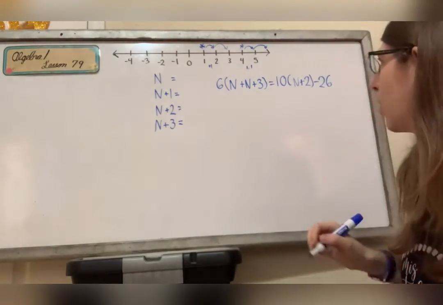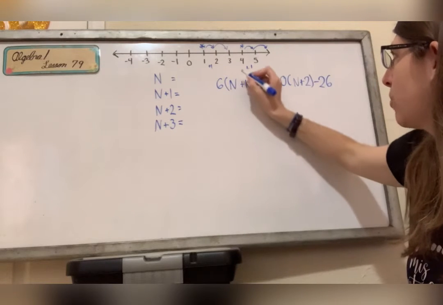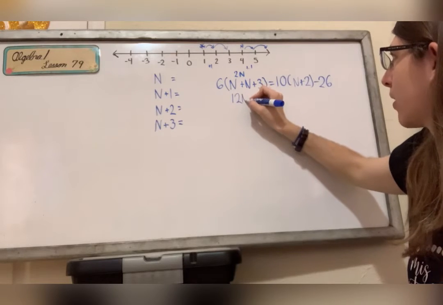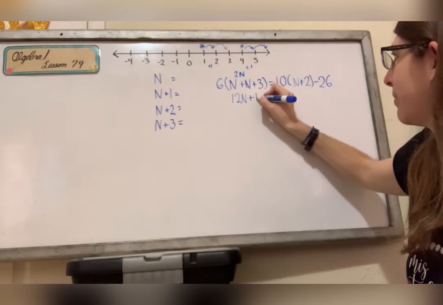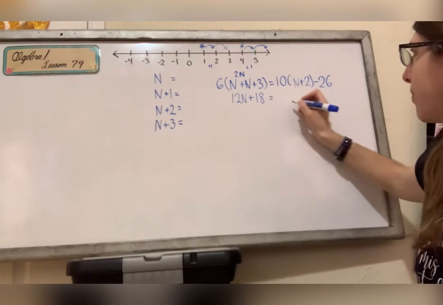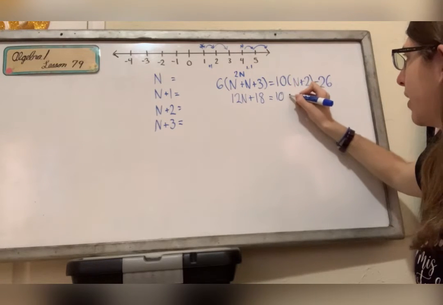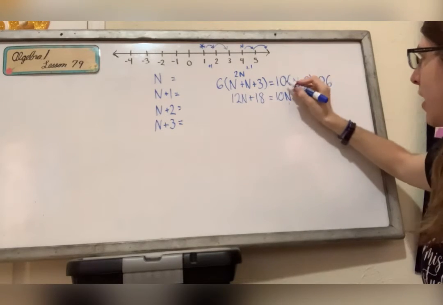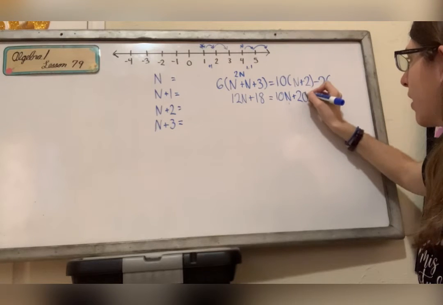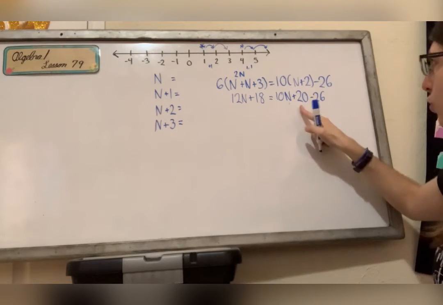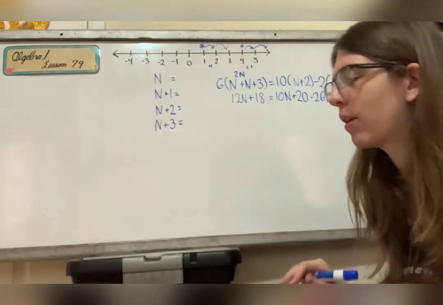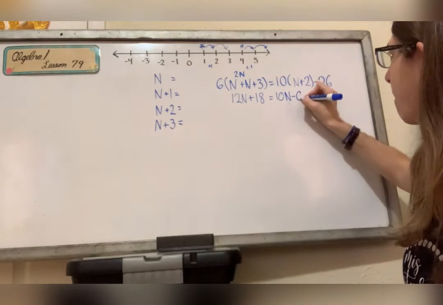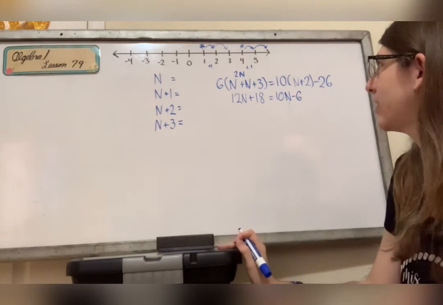Okay? So let's simplify. This would be 2n right here. So 6 times 2n is 12n, plus 6 times 3 is 18, equals. Over here I have 10n. Whoops, forgot my n. 10n. 10 times 2 would be 20. Minus 26. 20 minus 26, let's just go ahead and simplify that right there. Gives me a negative 6. Okay, now I can start to solve.